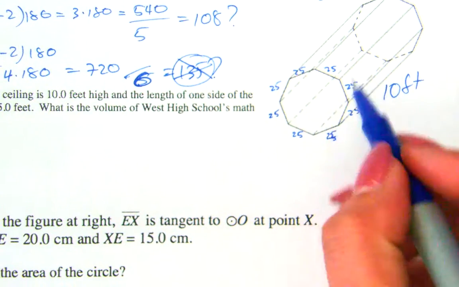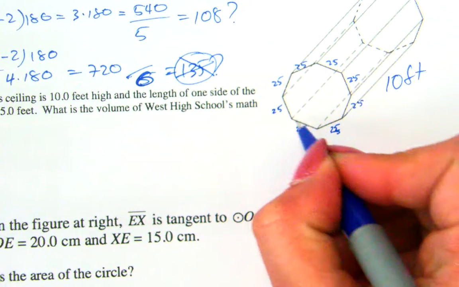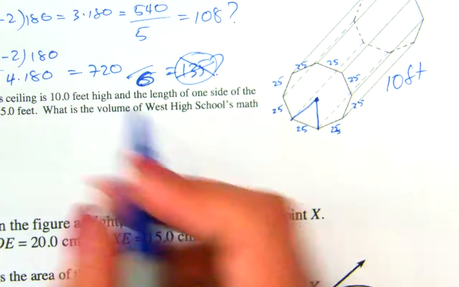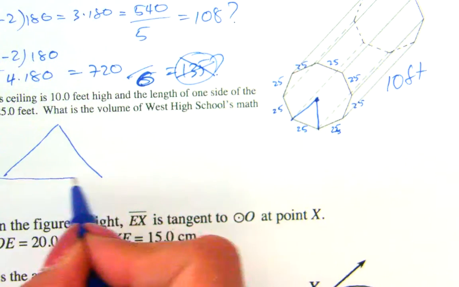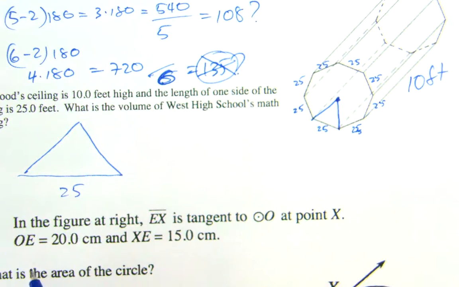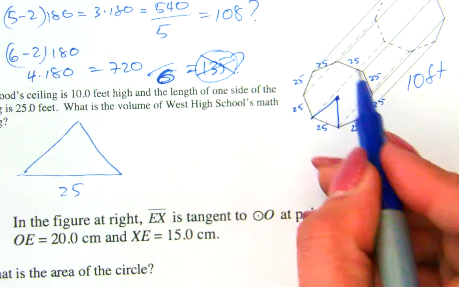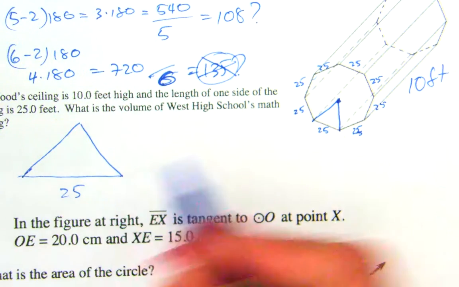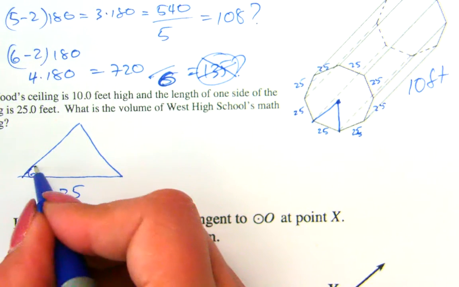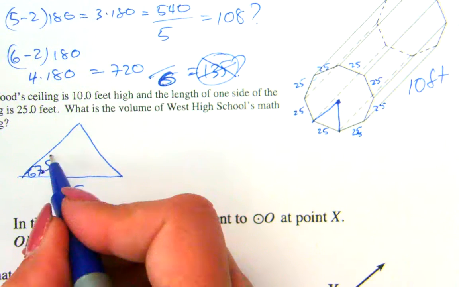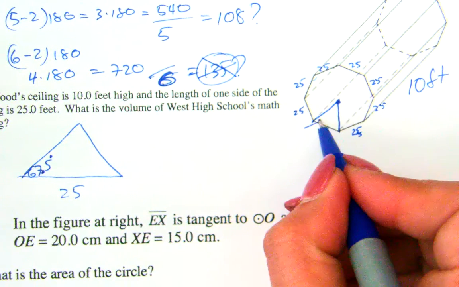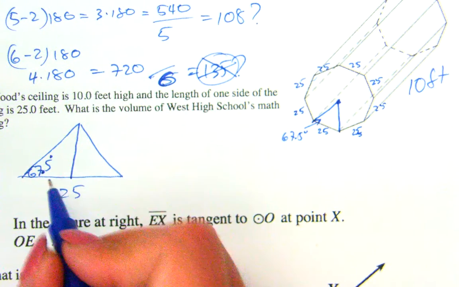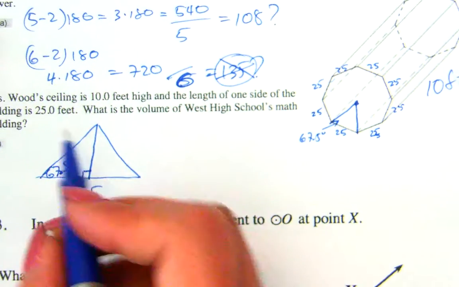So the octagon has a side of 25. I'm going to draw a triangle in here, and I'm going to bring it over here. It's 25. I know that it's 135 in each of these angles because that's what we did in part A. So I'm going to divide 135 by 2, and I should get 67.5 degrees. That's the angle down at the bottom right over here, 67.5 degrees. I'm going to drop an altitude, and that way it makes a 90-degree angle with my bottom.